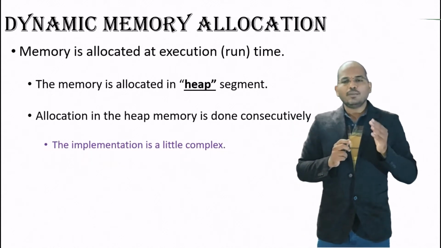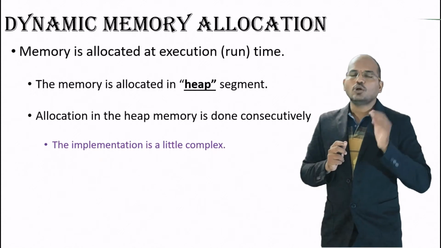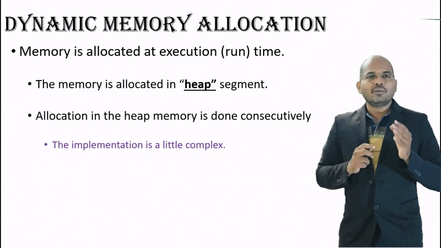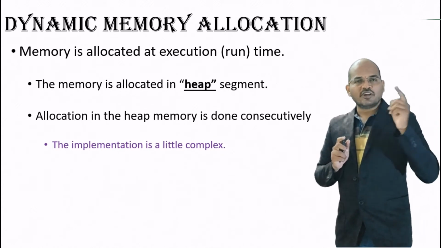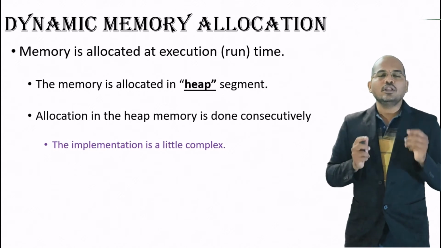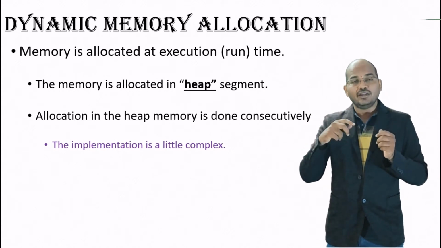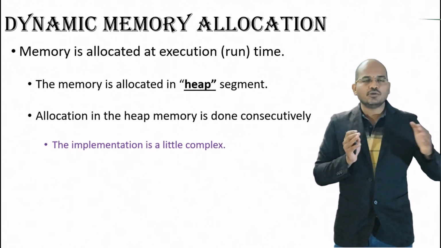Now, the only issue with dynamic memory allocation is that the compiler needs to allocate the memory to the variables consecutively. For example, if you want to declare an array of size 1000, then it needs to find 1000 into 4000 bytes of memory consecutively.